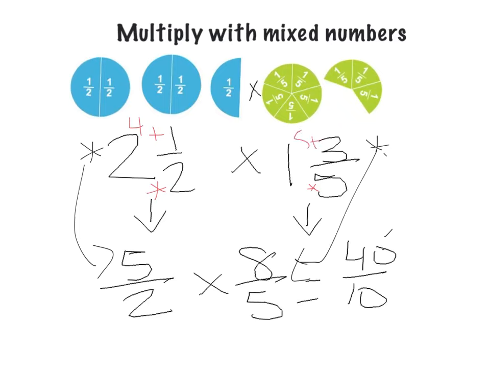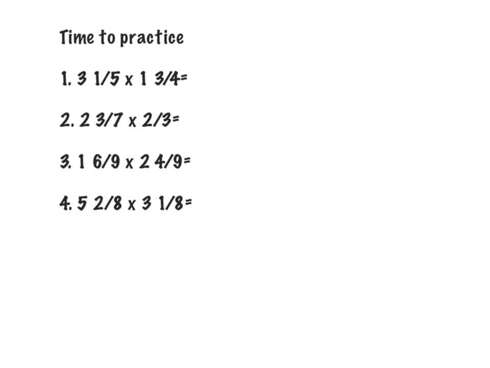Now, as we've done in the previous two lessons, we are going to multiply across. So 5 times 8 equals 40, 2 times 5 equals 10, and we still need to simplify that because it's an improper fraction. So 40 divided by 10 is actually 4, so this would represent 4 wholes as our answer. Here are some questions where you need to pause the video and practice changing these into improper fractions and then multiplying across.